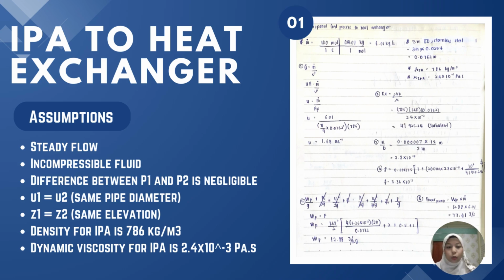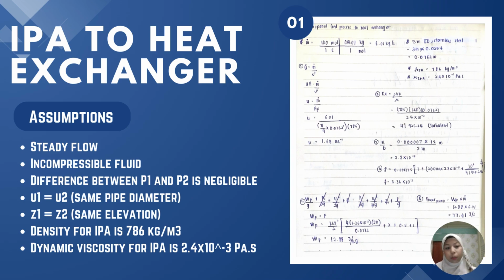The next step is we need to make the energy balance equation, and from that we can cancel out the P1, P2, U1, U2, Z1, and Z2, which leaves us with the work of the pump equal to friction loss. By calculating the friction loss, we can automatically get the work by the pump, which is 12.88 joule per kilogram.